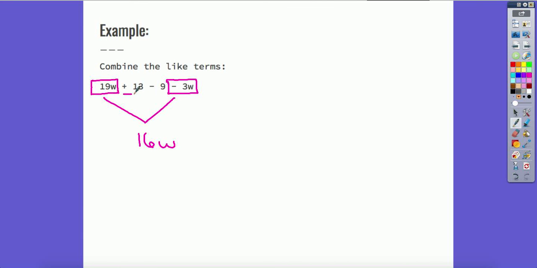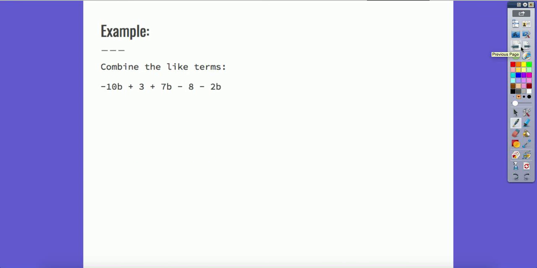And then inside of those boxes, I just have 2 numbers. I've got positive 13 minus 9. So positive 13 minus 9, when I look at combining those two, it's going to leave me with plus 4. So you should have gotten 16w plus 4. Again, I'm just following what the signs of the numbers tell me.